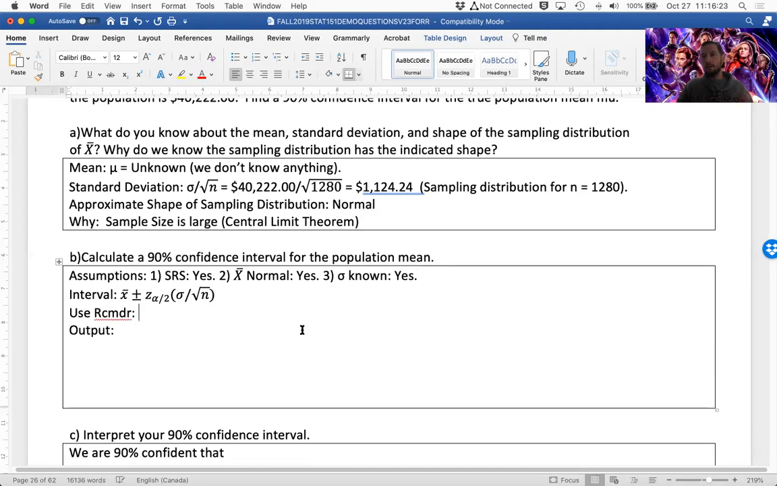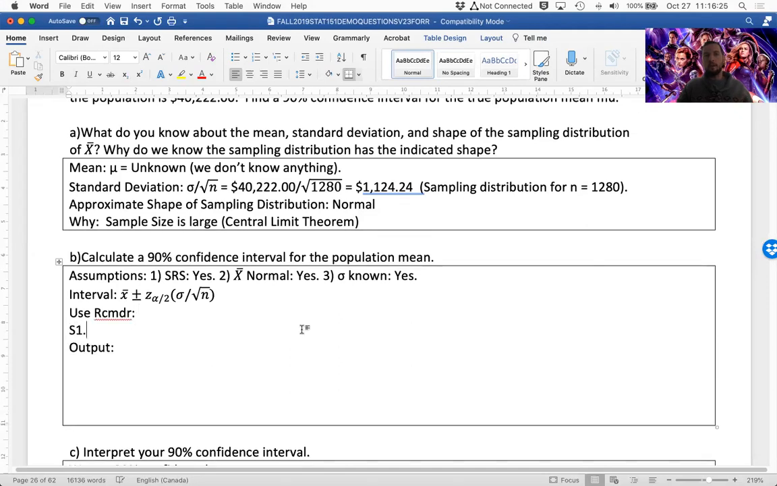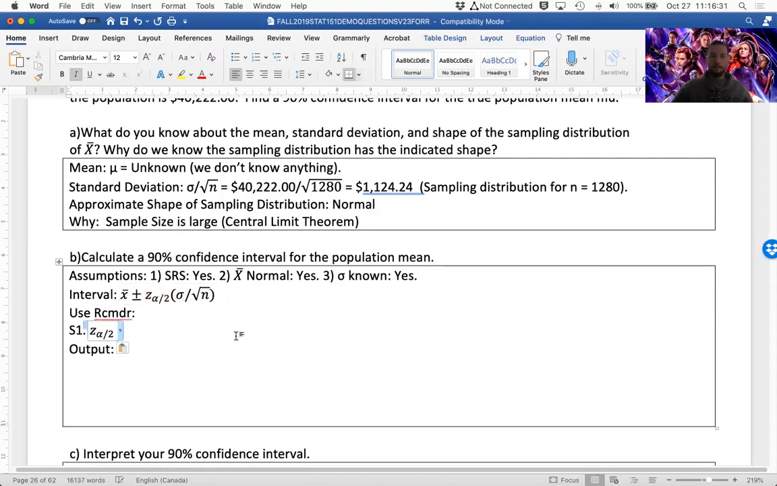Okay, so there's two ways that we can do this. If we follow the stepwise procedure, the first thing that we have to do is work out the z score. So we're going to have z alpha over 2 is equal to z 0.10 over 2. Sorry, I should have mentioned this too.